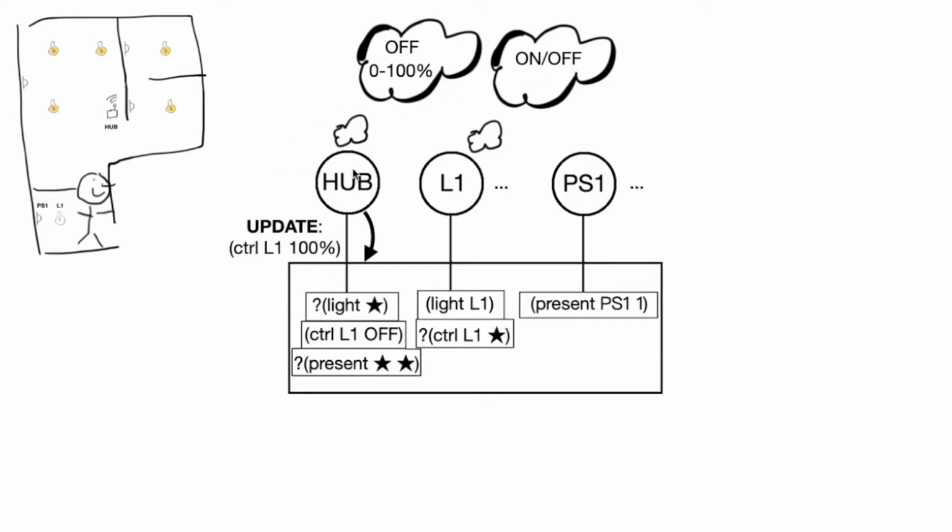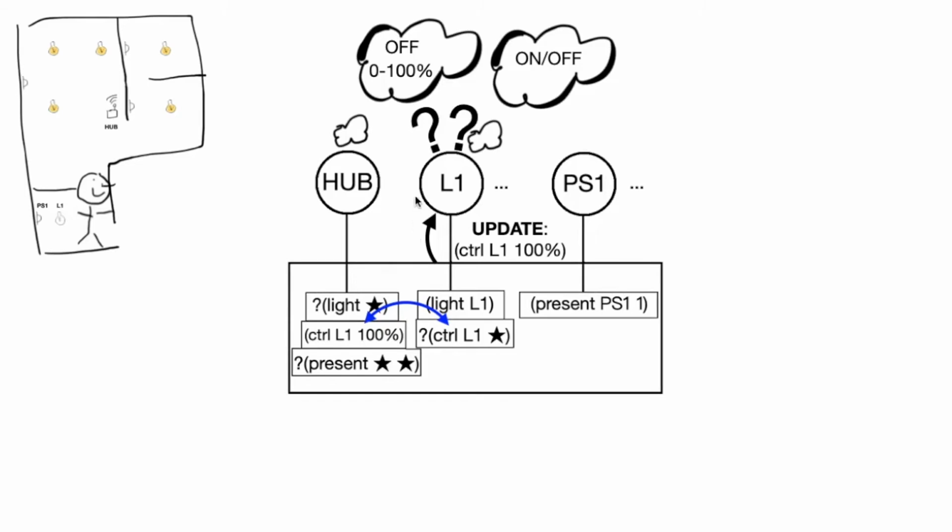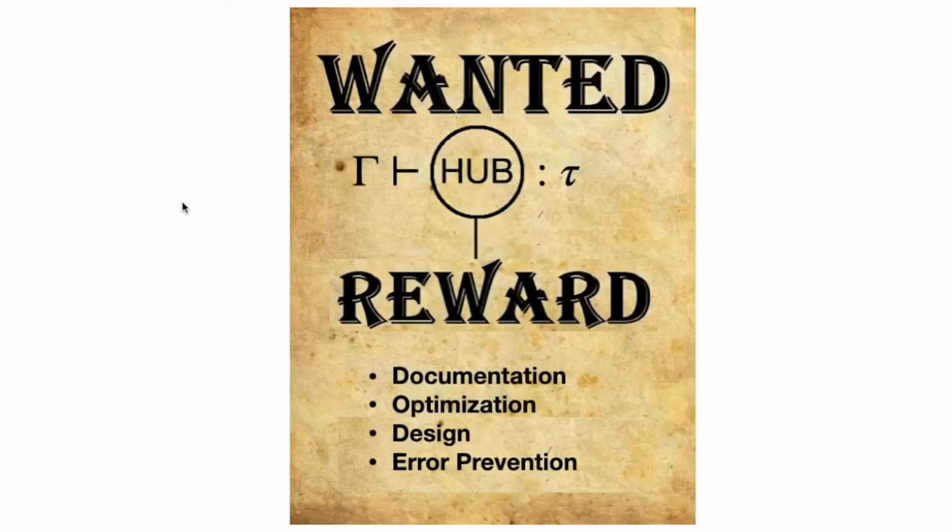Now, when the hub actor tells L1 to turn on, it does so with a percentage. This percentage still matches L1's interest, once again generating a routing event. However, now when L1 processes the update, it encounters a type mismatch, with the potential of causing any number of unexpected or undesired behaviors. Well, where I'm from, we don't like runtime type errors.